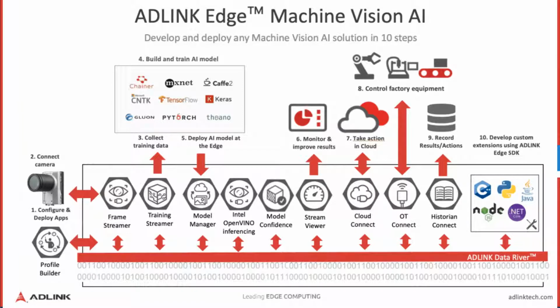So the next step would then typically be, okay, I need to build a model, because I want to process the camera feed. I want to process it and run an AI model on it. But in order to do so, you need the training data. So once you've done the first two steps, you can use the training streamer, which is part of the ADLINK Edge platform as well, to get the live stream from the data river and push that into your favorite machine learning framework that you want to use, and use that to build and train your AI model.